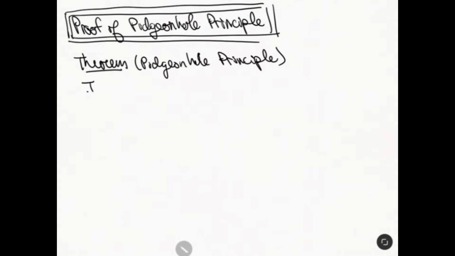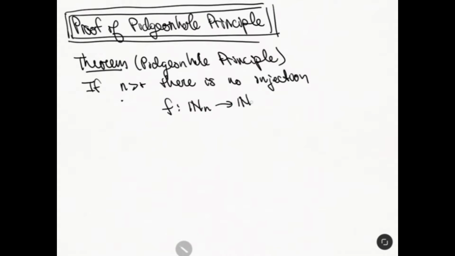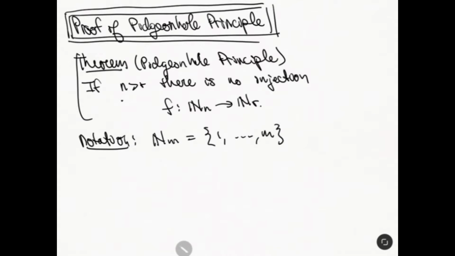Okay, so if n is greater than r, there is no, it's a really stupid statement. There is no injection, but here f from N_n to N_r. Okay, so the notation is that again we're using this thing N_m, so 1, 2, all the way up to m.